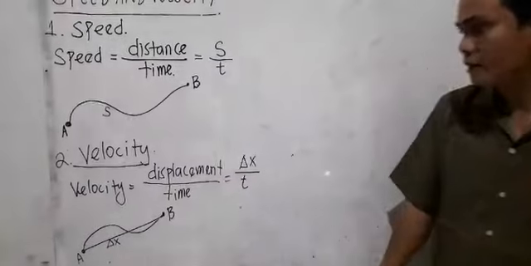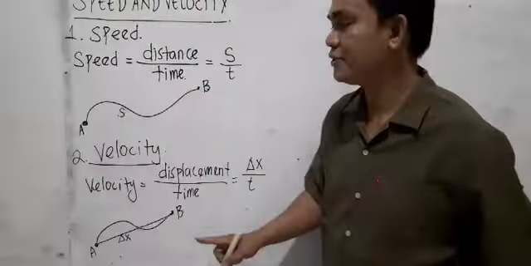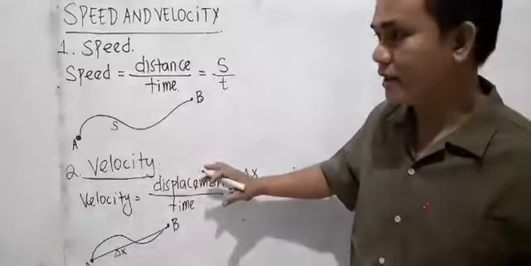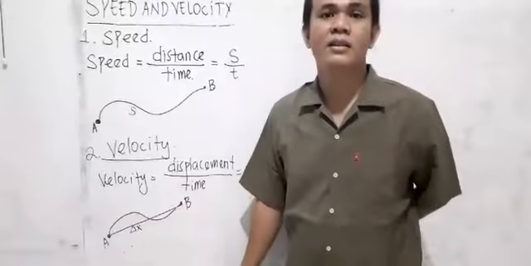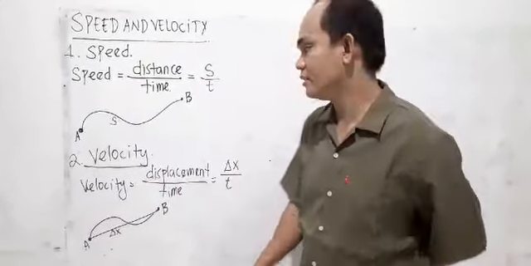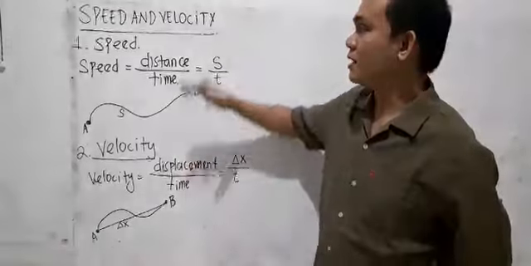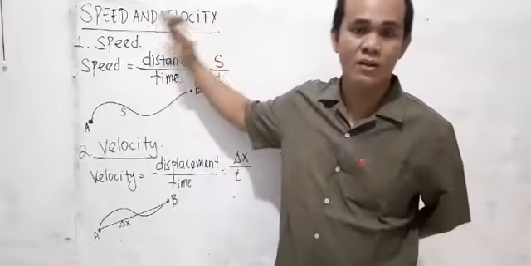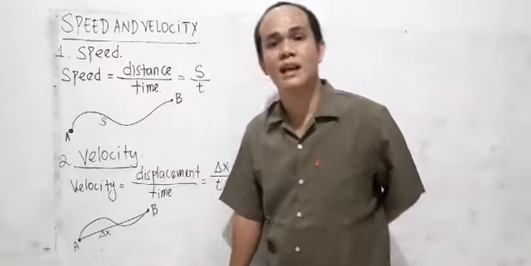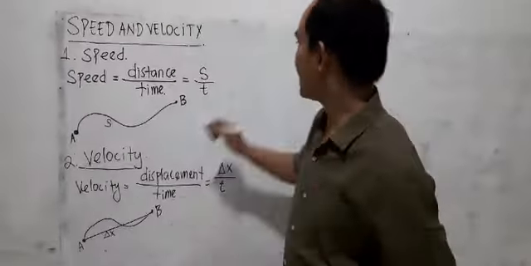Now velocity has direction. So when we say that the velocity of the car is 5 kilometers per hour north, for example, that's true. But not like speed, which is 5 kilometers per hour only, not 5 kilometers north or 5 kilometers south. So now let's look at the cases.